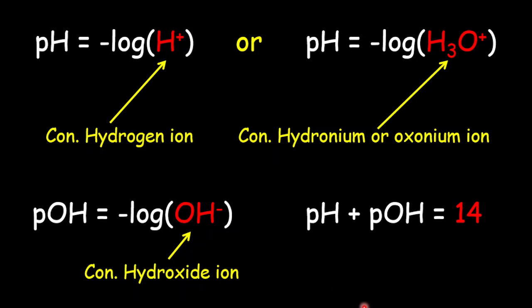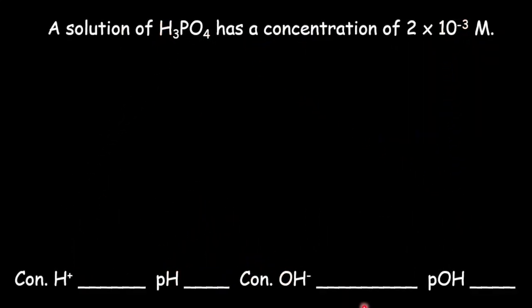All right, now let's go into our first example. We're looking at a solution of phosphoric acid with a concentration of 2 times 10 to the minus 3 molarity. Notice that once you get a question, you always want to work out the molarity, which is moles per dm cubed or moles per liter. It's very important to do all the conversions first before you start any calculation.